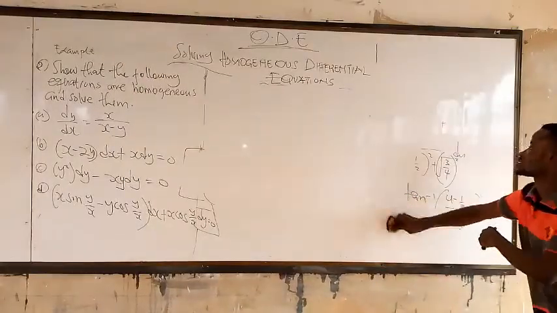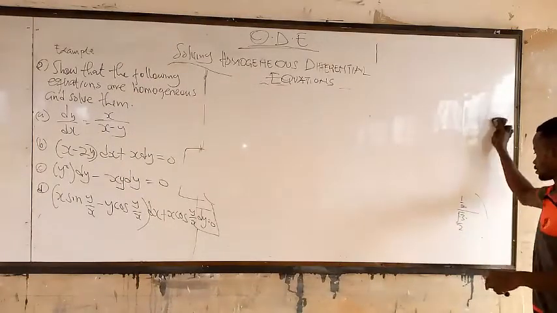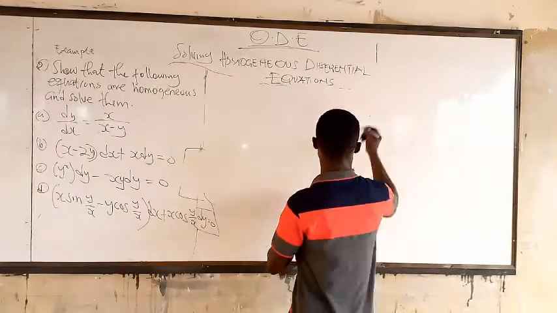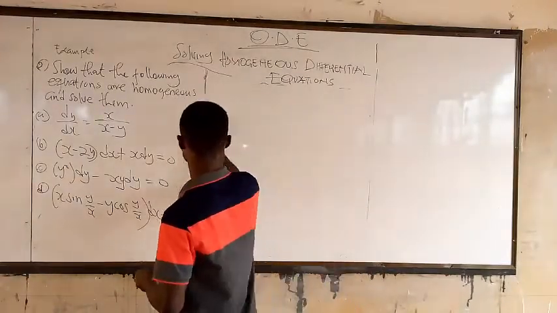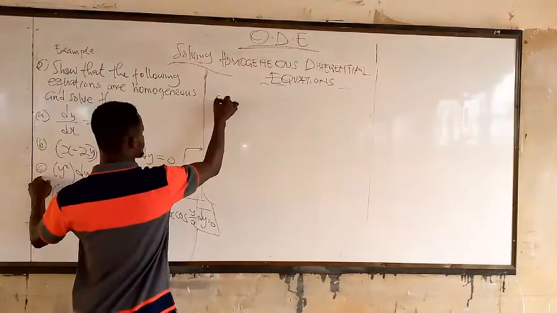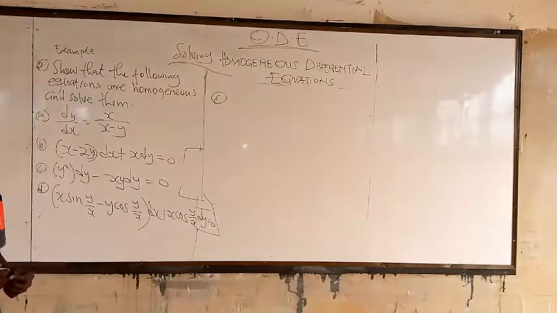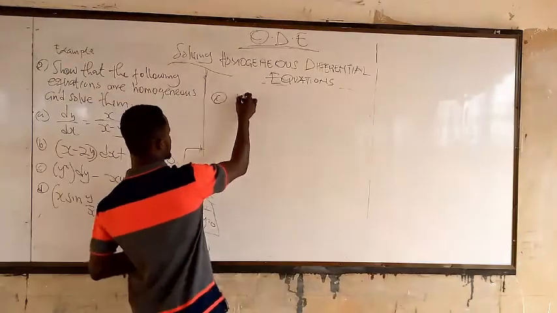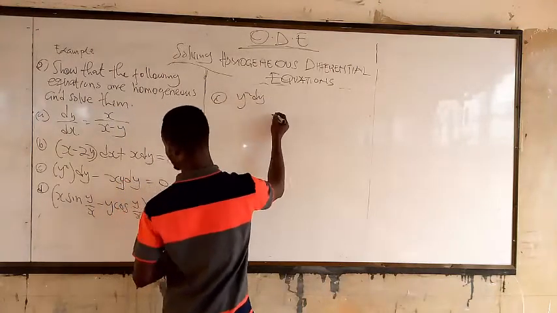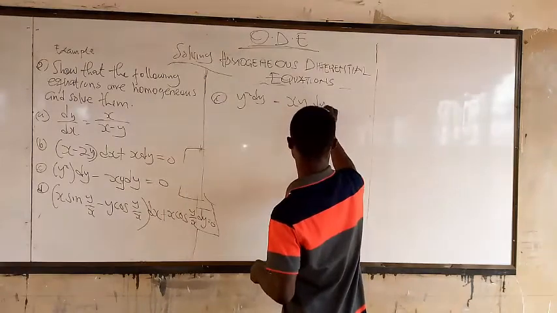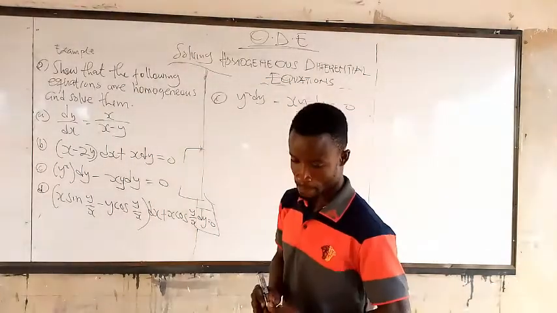It's not difficult, but just don't forget your calculus 2 and 1. Straightforward. We know that this is separable, so I won't verify anything again. y squared dx minus xy dy is equal to 0. It's separable.